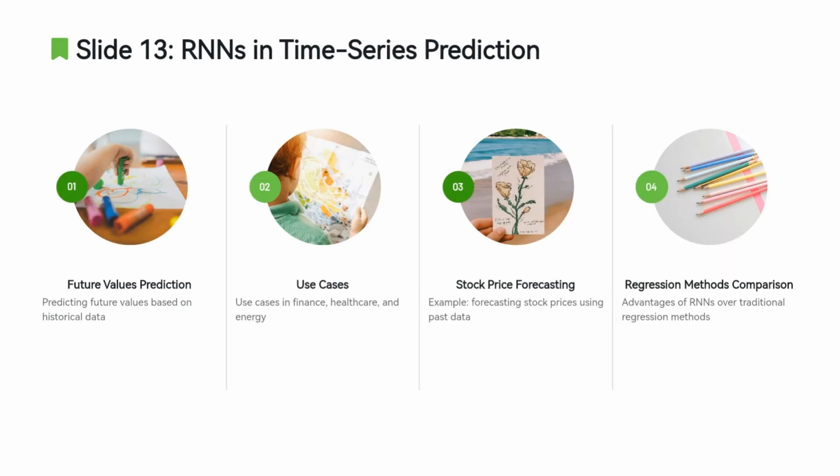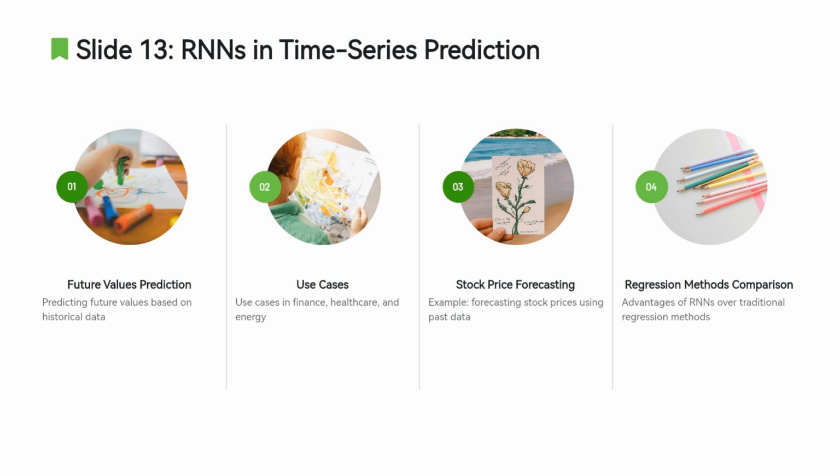sense. RNNs are highly effective for time series prediction, where the goal is to predict future values based on historical data. For example, in finance, RNNs can be used to predict stock prices by learning from past price movements. In healthcare, time series models can predict patient vitals over time, while in the energy sector, they can forecast electricity demand. RNNs, especially with their ability to capture temporal dependencies, outperform traditional methods like linear regression when dealing with data that has inherent sequential patterns.